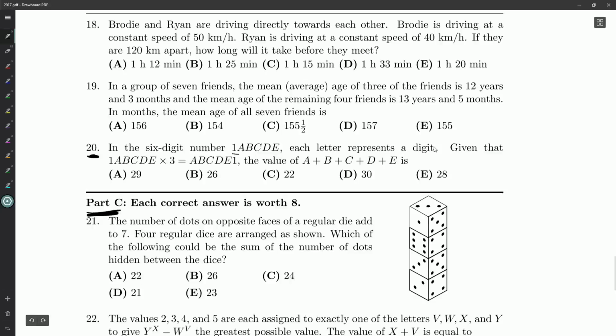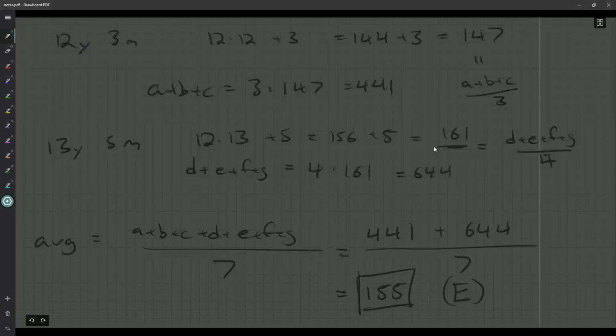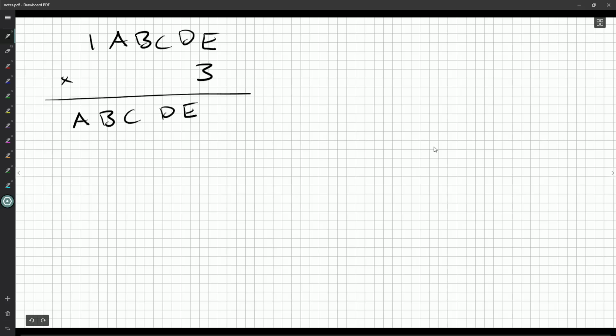In the 6-digit number 1ABCDE, each letter represents a digit. Given that 1ABCDE times 3 is ABCDE1, where the 1 is now at the end, so it's the units digit rather than the hundred thousands digit, the value of A plus B plus C plus D plus E is... Okay. So we don't know much about the number. We know it starts with a 1, and if I multiply it by 3, I get the same letters in the same order, but now the 1 is at the end.